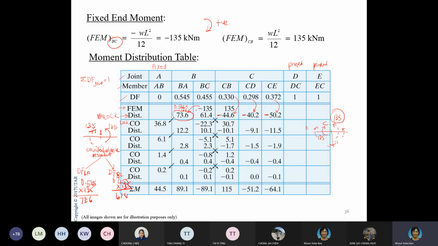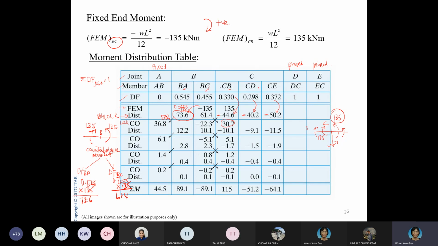When you lock it, you look at here, you have 73.6 at BA. You look at A. A is fixed, so you need to carry over 50%. Then you look at BC, you got 61.4. C, is it fixed? Yeah, so here again, carry over 50%. Look at CB, so you're looking at B. B is also fixed, so you need to carry over half of negative 44.6 over here, so it's negative 22.3.